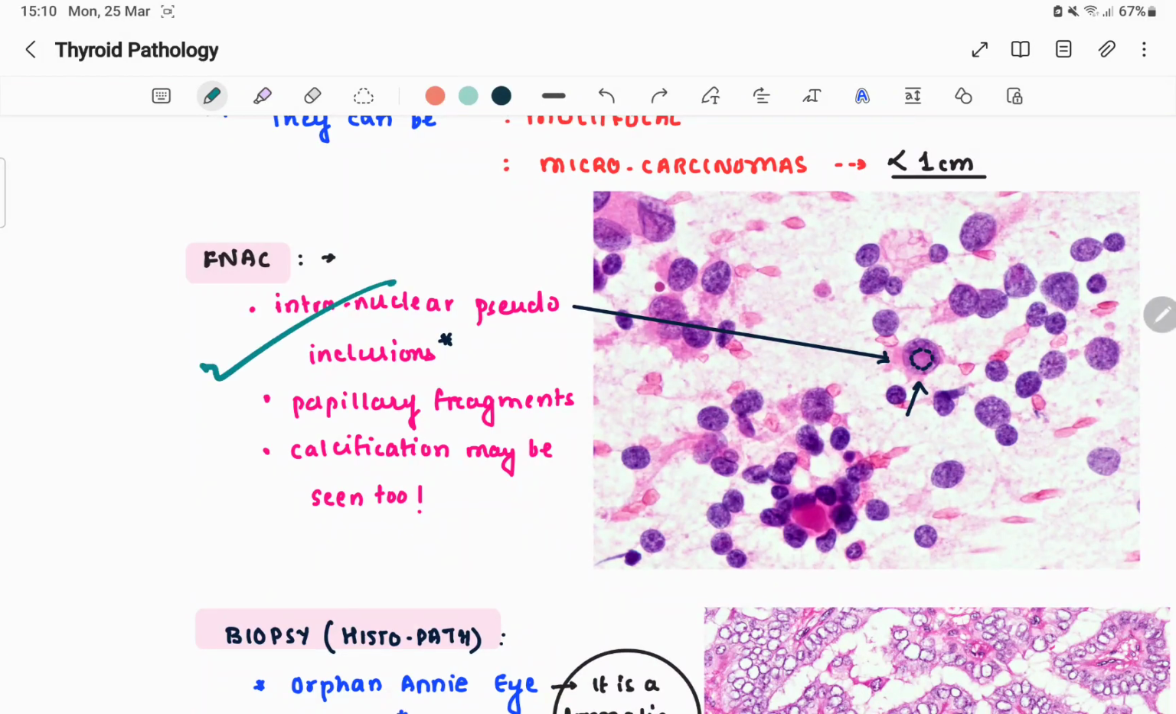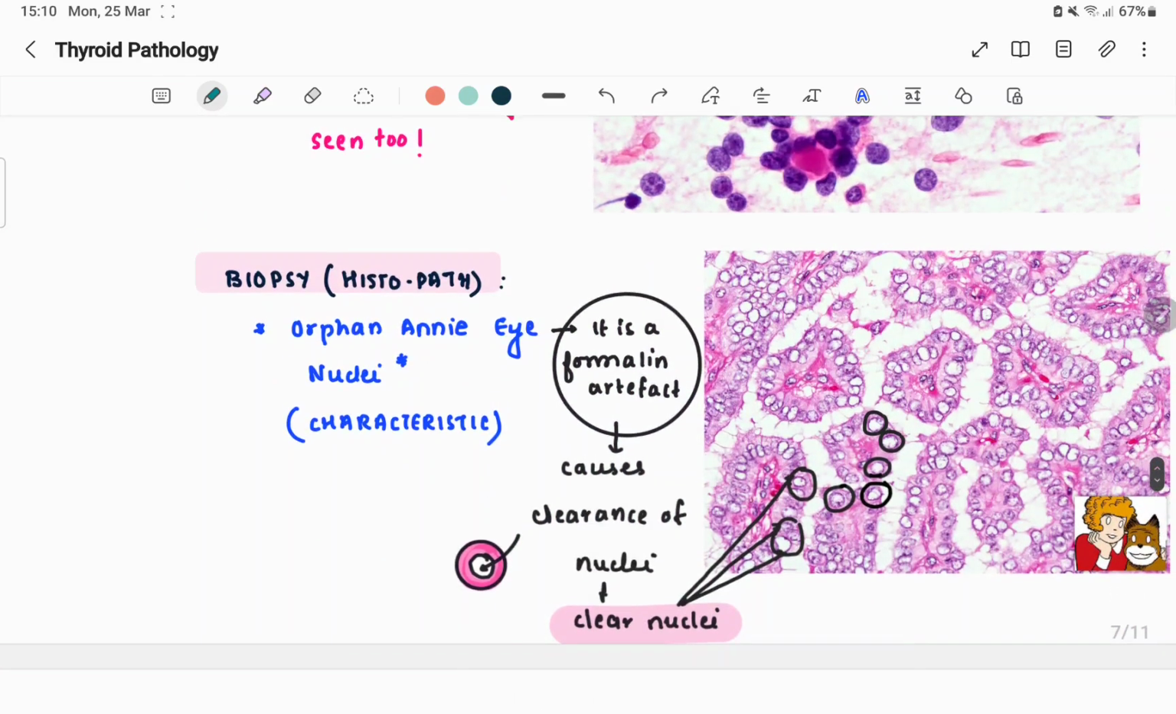There will be intranuclear pseudo inclusions present like this. You can see within the cell there is an inclusion. This is a pseudo inclusion, and papillary fragments will be seen, and calcification may be seen too. If you do the biopsy, we'll see some characteristic Orphan Annie eye nuclei.